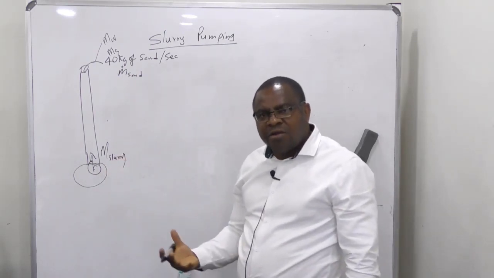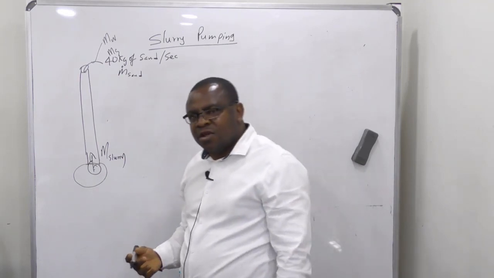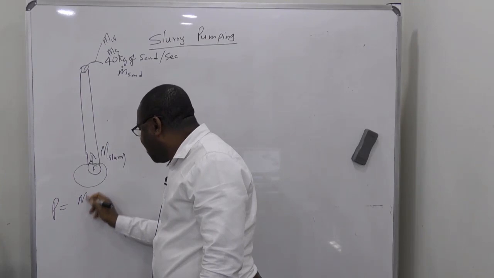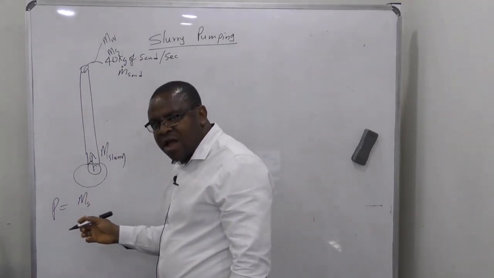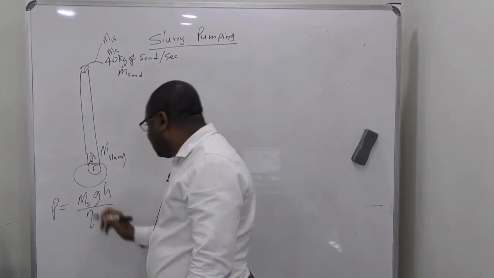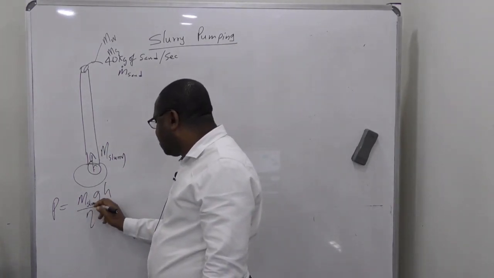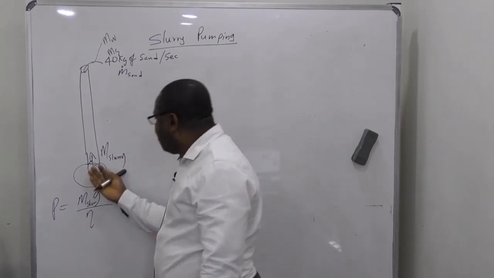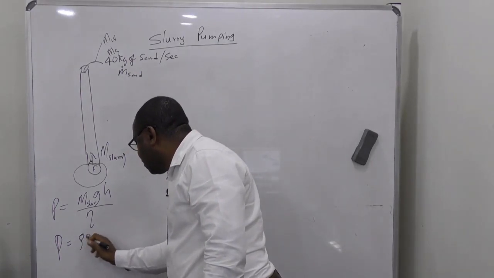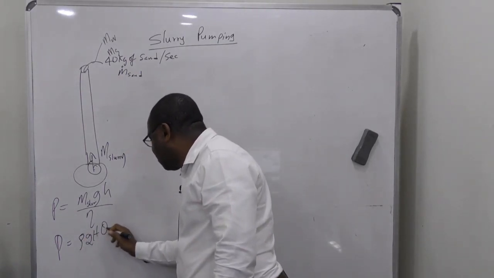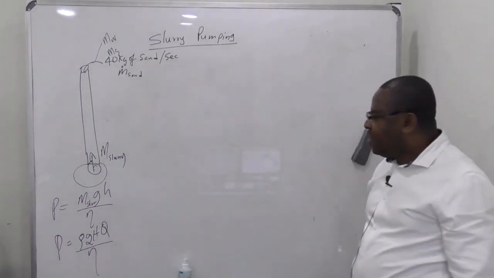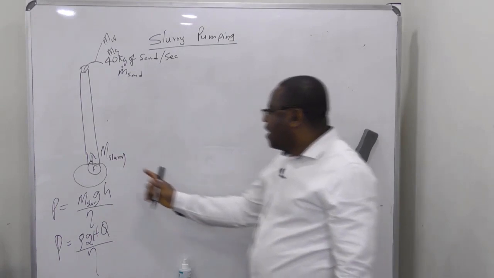So if I want to calculate the power input into the motor, I can say P is the mass of slurry that we are going to calculate, mgh, divided by efficiency. This is for our slurry. Or if I know the flow rate, I can just put P is rho GHQ over efficiency. Okay, so let's see how we can get this.